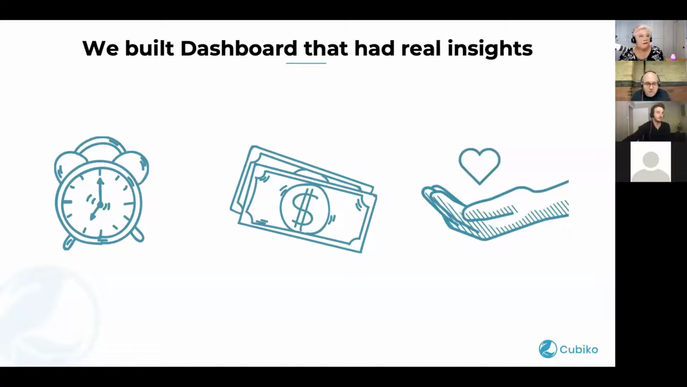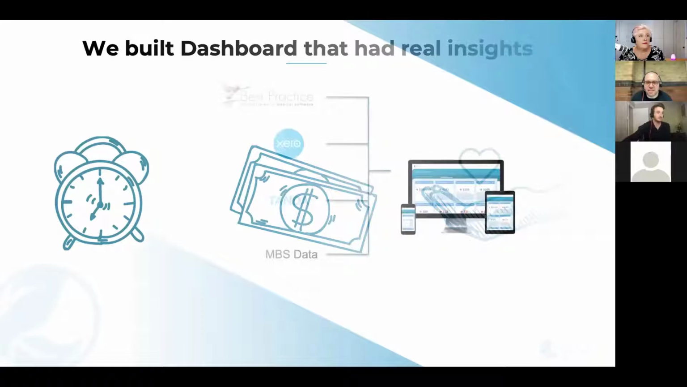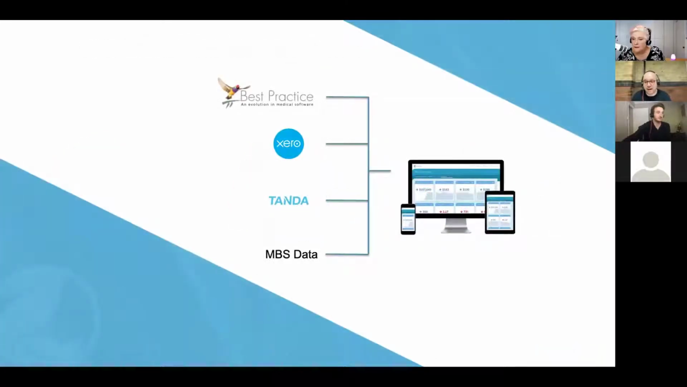So what do we do at Cubiko? Moving on to one of those key things to cover off. We take data from the practice management system. So in this case, Best Practice, which is used in a lot of primary care. So Cubiko is built for general practice, and soon we're going to be doing specialists for Genie as well.